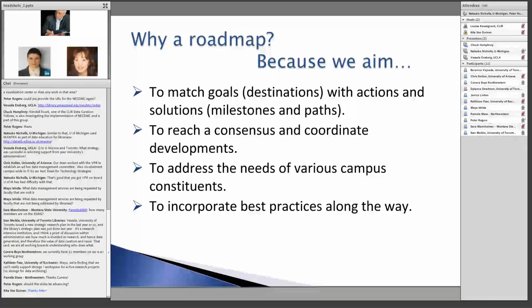So we aim to match goals with actions and solutions, to reach a consensus and coordinate developments, to address the needs of various campus constituents, and then finally, we aim to incorporate best practices along the way.